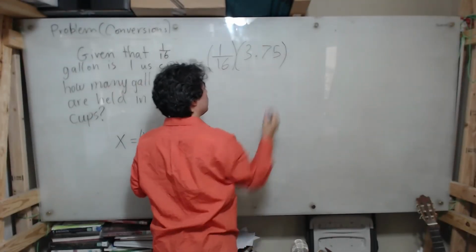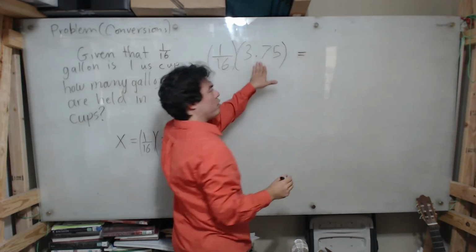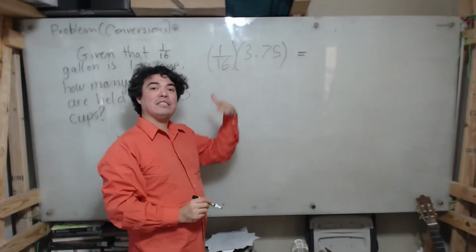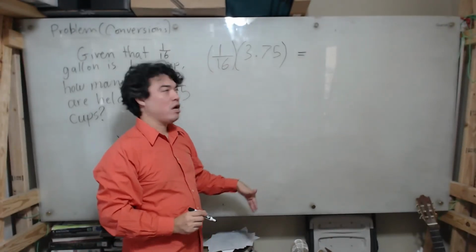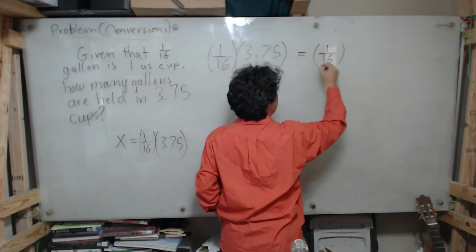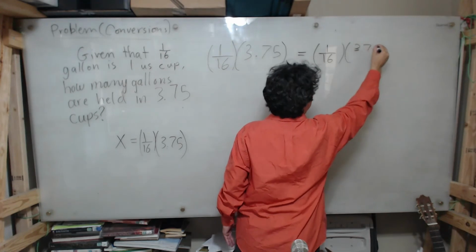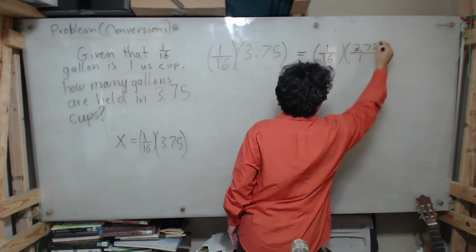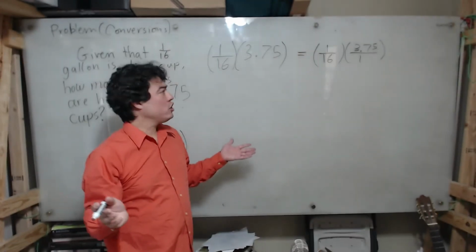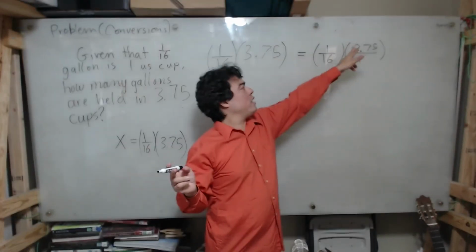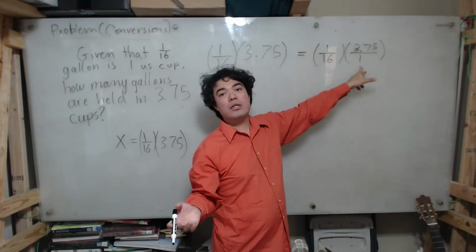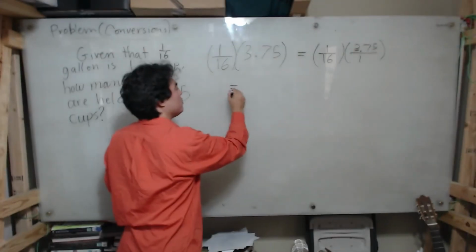So what I can do is rewrite 3.75 as a fraction, by setting it as the numerator and setting 1 as the denominator. So 1 over 16 times 3.75 over 1. And then how do we multiply fractions? We multiply straight across. 1 times 3.75 will equal 3.75, and 16 times 1 is 16.